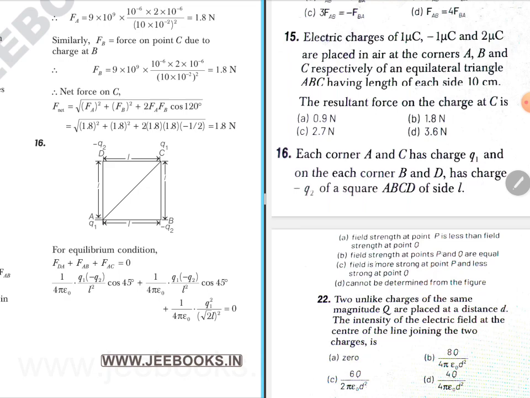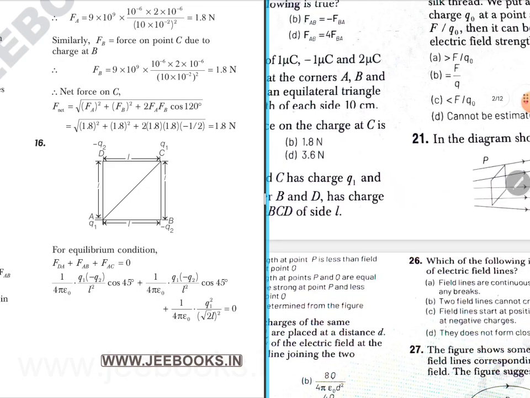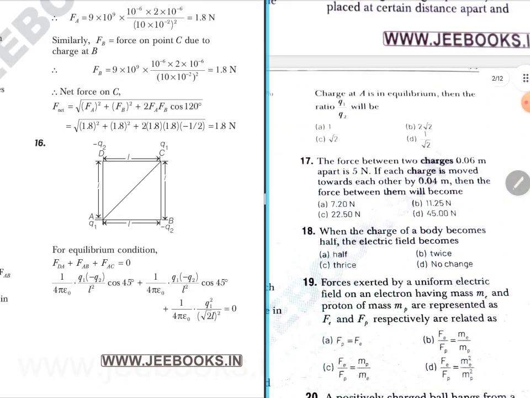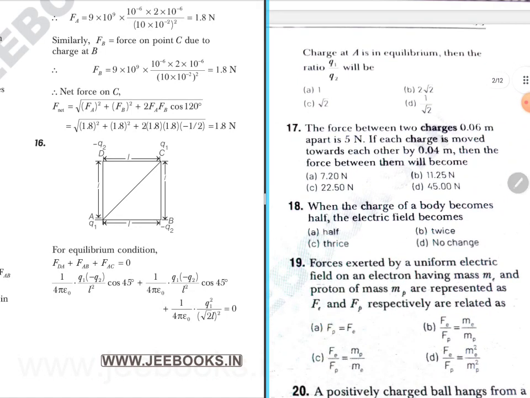Point P, where is P? Oh no, I'm reading the wrong question. Okay. The charge at A is in equilibrium, then the ratio of Q1 by Q2.